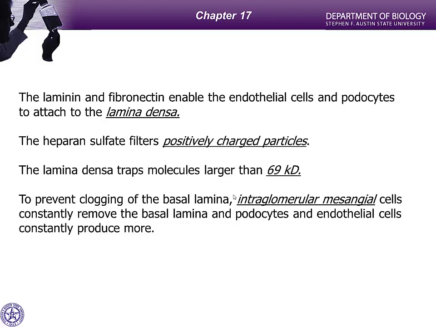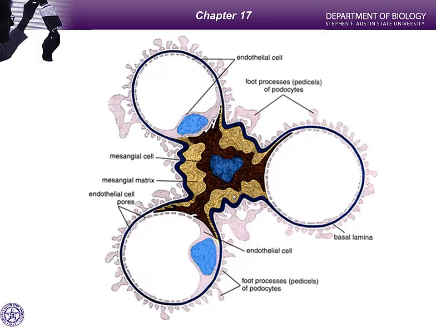But they're intraglomerular because they're inside the glomerulus, and their job is to go scoop out this old clogged up basal lamina material and all the gunk that's trapped there. And the endothelial cells and the podocytes continually produce more and more.